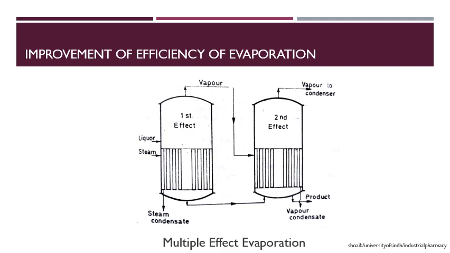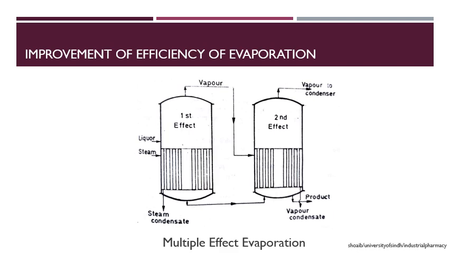Now lastly, we are discussing how we can improve the efficiency of the process of evaporation. The process of evaporation is very expensive, and there are different mechanisms whereby we can decrease the cost of the process and increase the efficiency of the evaporation. As we have earlier discussed, in the pan evaporators we were unable to recover the solvent. In certain cases the solvents are very expensive, and if we do not recover the solvents, the process will be very expensive.